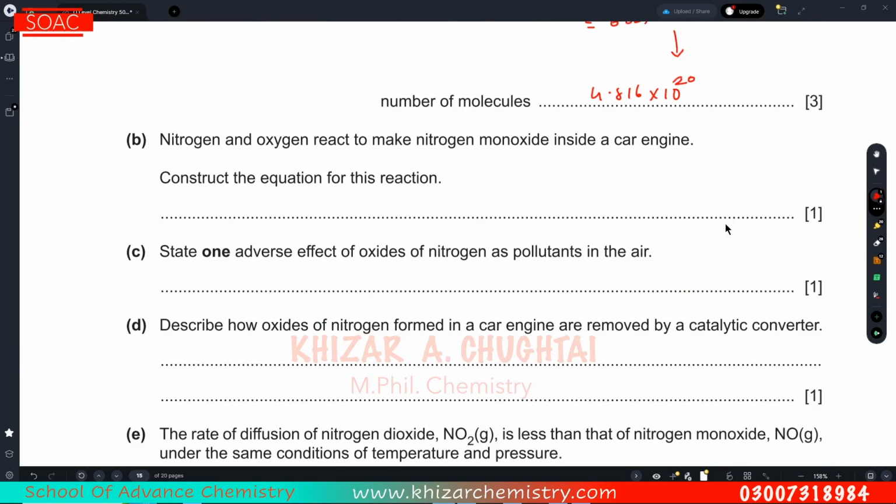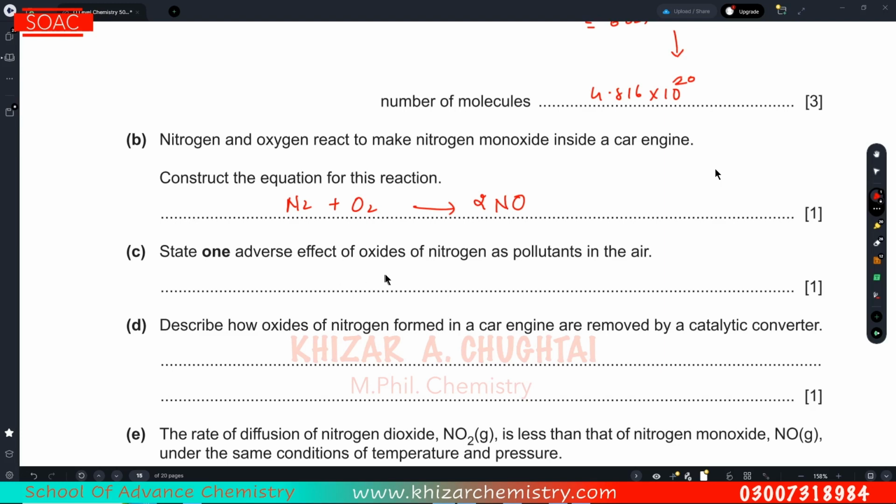Nitrogen and oxygen react to make nitrogen monoxide inside the car. Construct the equation for this reaction. Nitrogen N2, oxygen O2 goes to making NO. To balance this equation, 2 moles of NO.